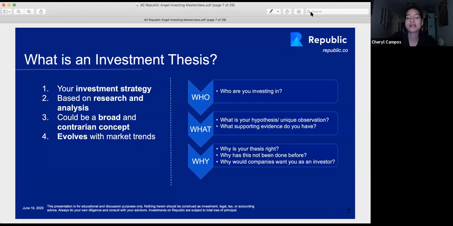Why has this not been done before? Is it because your experiences have informed you of insight that others may not have? Or is it something that was so incredibly futuristic that people just couldn't imagine it? And then last but not least, why would companies want you as an investor? Remember that in our prior class, it's really about choosing a company and also providing value if that's the type of investor you want to be. But it's also about what type of expertise you're trying to bring along with it. So why would companies want you as an investor?